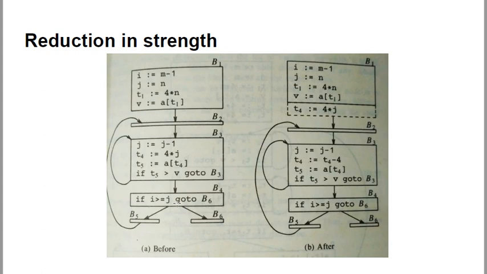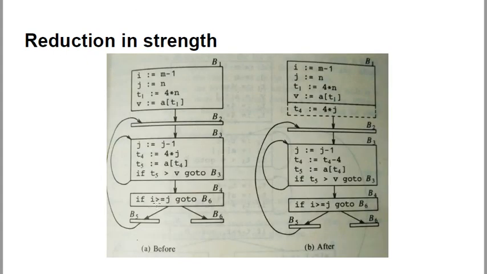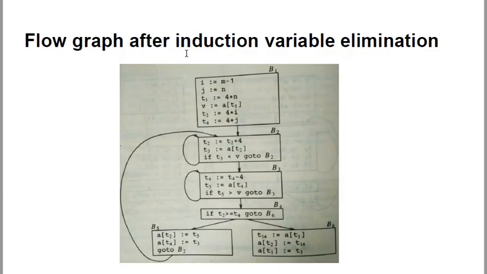We know that the values of I and T2 satisfy the relationship T2 is equal to 4 into I, while those of J and T4 also satisfy the relationship T4 is equal to 4 into J. So instead of checking I is greater than J, we can check T2 is greater than or equal to T4, and eliminate the variables I and J, which are basically the induction variables.